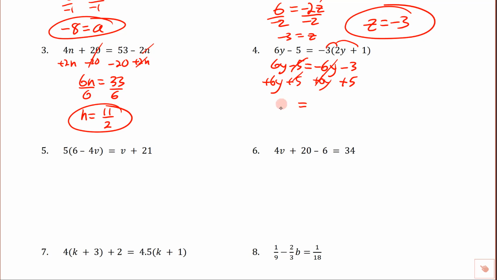So we end up with, we've got here a 12y, and then over on this side we've got a 2. Divide by 12. We run into the same thing as we did on this last one. 12 doesn't go into 2 evenly, so we just reduce that.